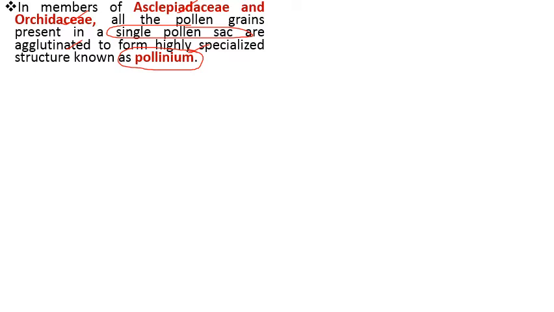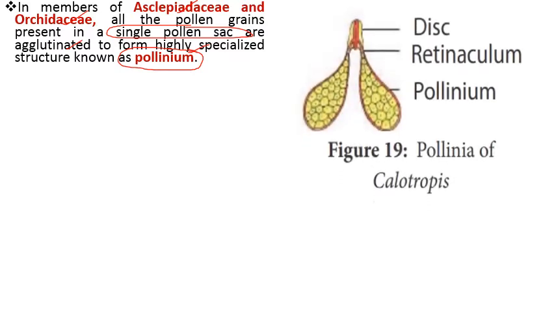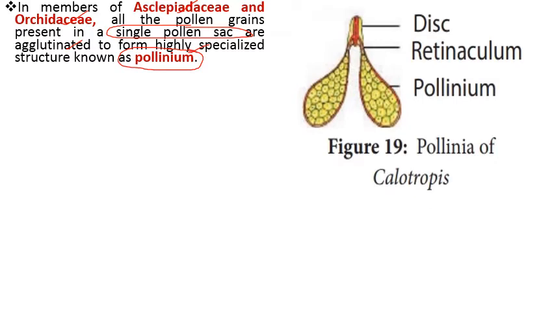That structure is known as pollinium, which is a composite structure. So inside these 2 sac-like structures are present pollen grains which behave like a single unit, and this is joined with the help of this disc, and these arm-like structures are known as retinaculum. And this is the pollinia of Calotropis, which behaves as a single unit, and is transferred as it is, the pollen grains do not separate.